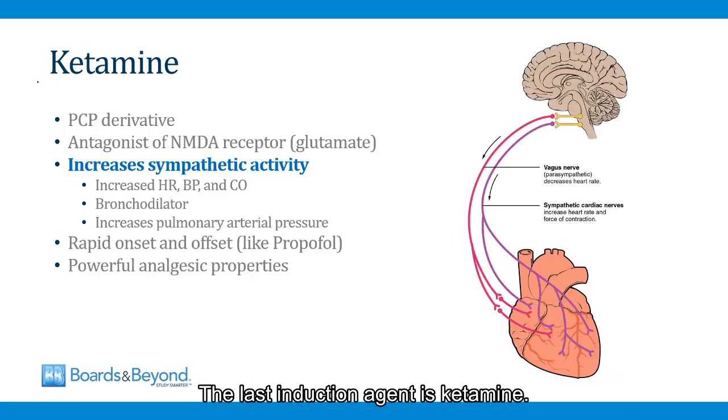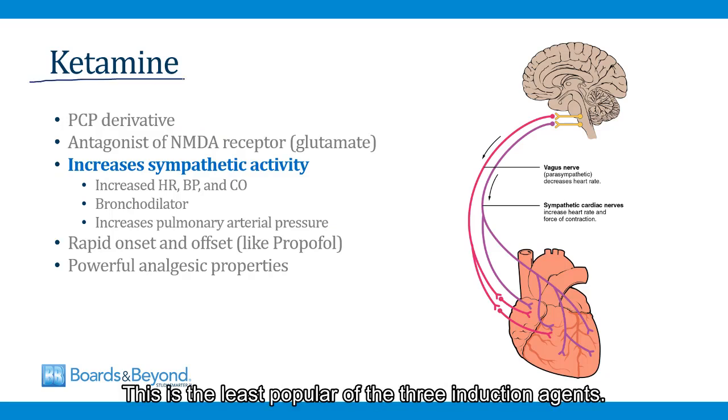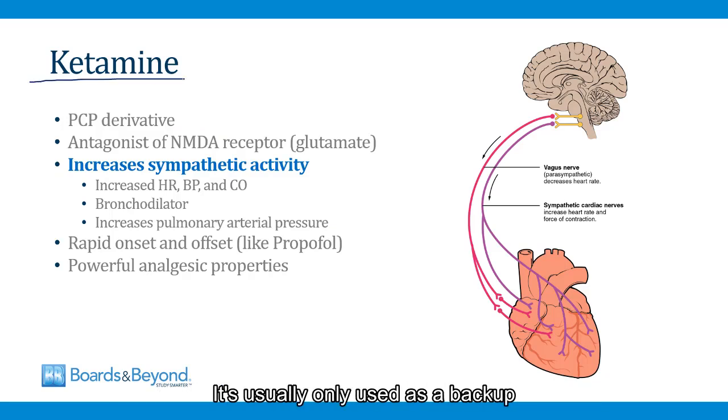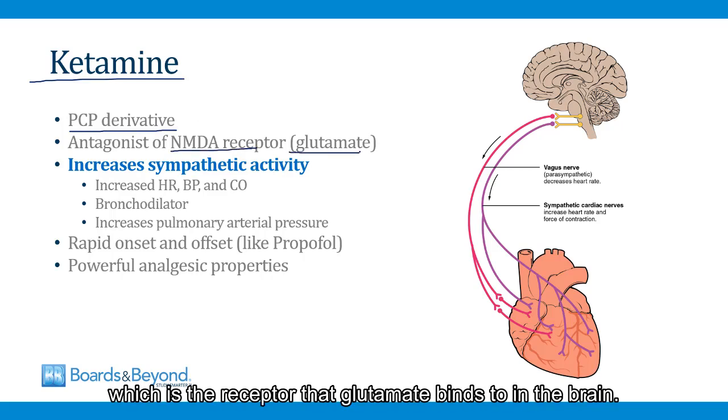The last induction agent is ketamine. This is the least popular of the three induction agents. It's usually only used as a backup if the other options aren't available. Ketamine is a derivative of PCP, which is an illicit street drug. It antagonizes the NMDA receptor, which is the receptor that glutamate binds to in the brain.